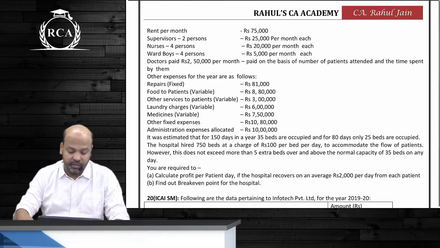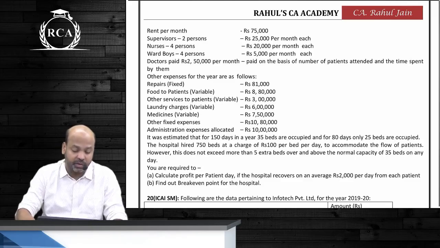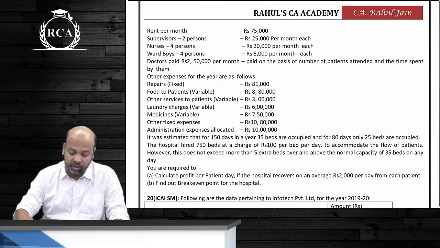Other expenses for the year are as follows. Repairs will be fixed, food to patient is variable, other services variable, laundry charges variable, medicines variable, other fixed expenses, admin expenses allocated. They've given us a long list of expenses. It was estimated that for 150 days in a year, 35 beds are occupied and for 80 days only 25 beds are occupied.